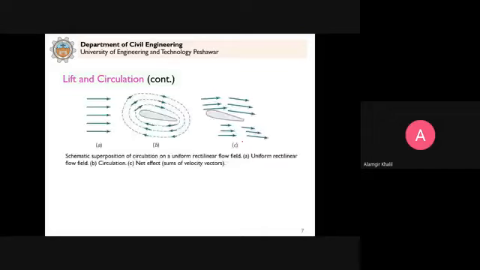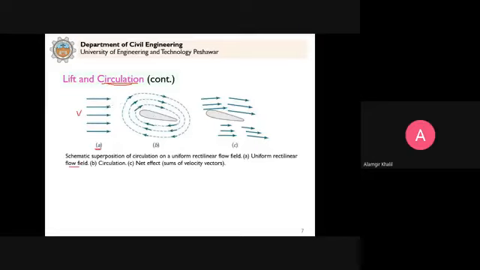So to explain this, this is another diagram which is also from your textbook. You see here that in part A of this figure, the fluid approaches this body with a velocity v. This is a uniform rectilinear flow field, meaning all the velocity vectors are parallel to each other and one dimensional. And on the object there is a circulation, clear. On the object you can see there is a circulation.